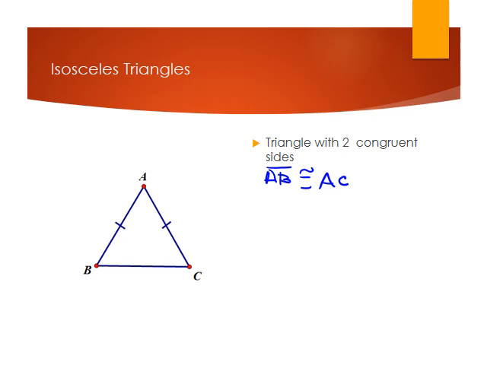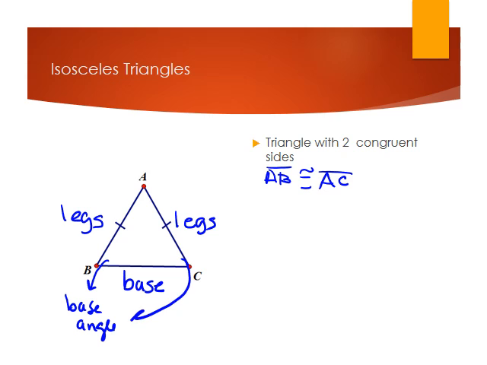Now, in an isosceles triangle, the side that's not congruent we call the base. Okay, and then these are the legs, the sides that are congruent. This is a base angle. This is also a base angle. And then angle A is the vertex angle, and that's the angle between the two legs. It's important that you know those because we're going to talk about them in theorems.